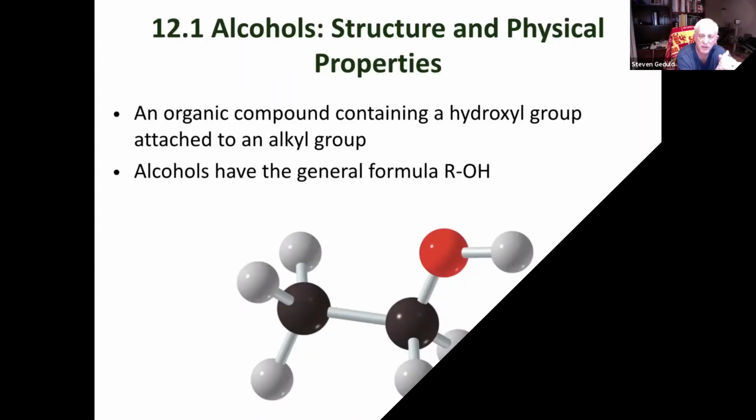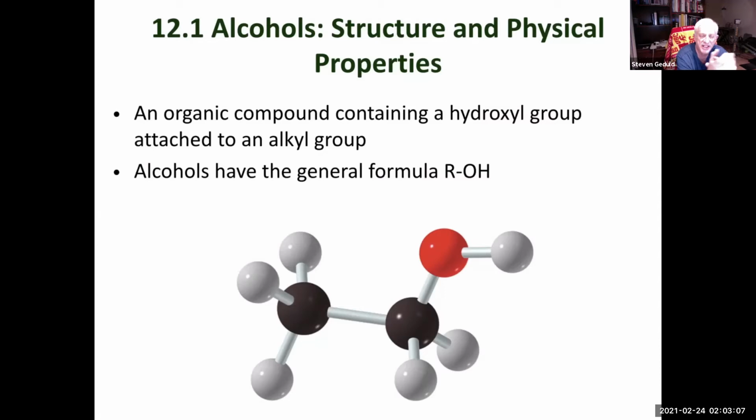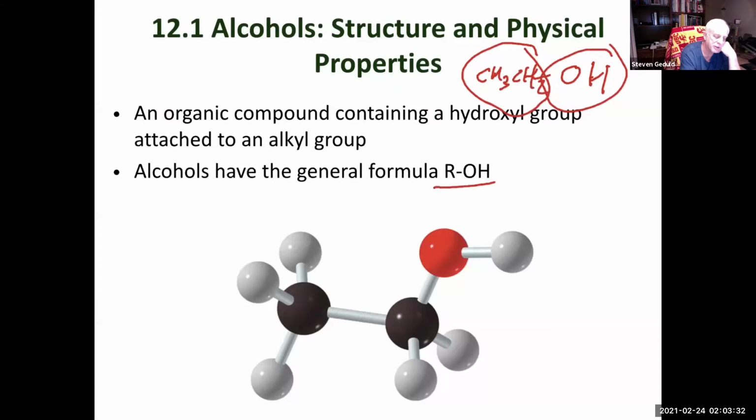An alcohol is an organic compound containing a hydroxyl group attached to an alkyl group. The hydroxyl group is OH. An alkyl group is any hydrocarbon, so CH3, CH2, whatever. This is your alkyl group, which is a hydrocarbon. This is a hydroxyl group. That makes up an alcohol. So alcohols have the general formula ROH, where R is your alkyl group attached to a hydroxyl group.